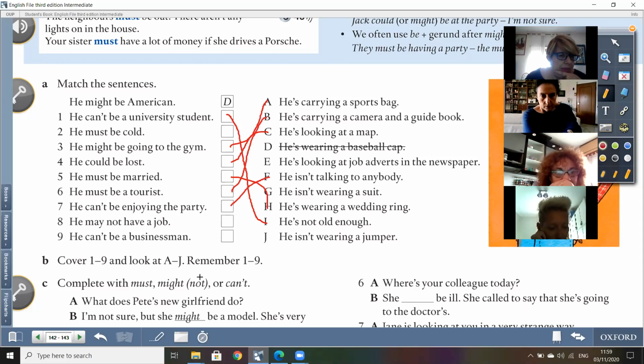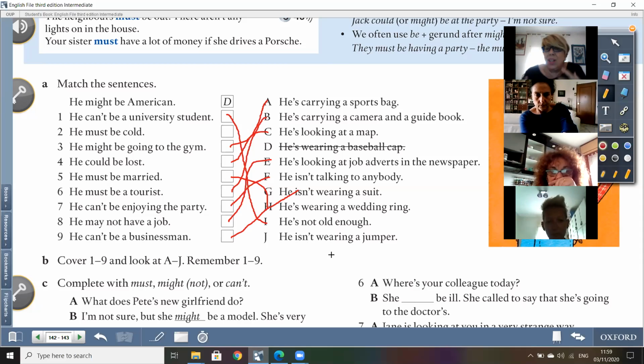He may not have a job. He's looking at a job advert in the newspaper. Ok. Vabbè, questo è chiaro. E l'altro? It can't be a businessman because he isn't wearing a suit. Ok? Sì. Ok, quindi è questo. He isn't wearing a jumper. Però, it must be cold. So, probably it is cold. In quel senso, no? Cioè, la mia deduzione è che, dato che non indossa un maglione, avrà freddo.